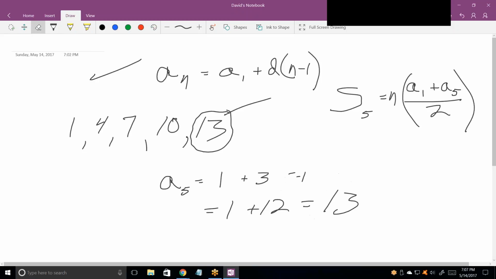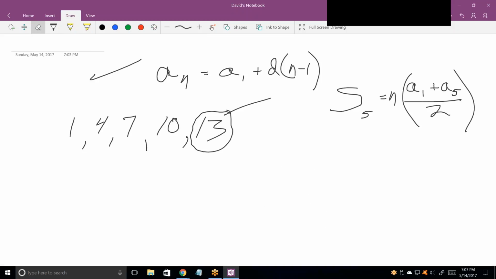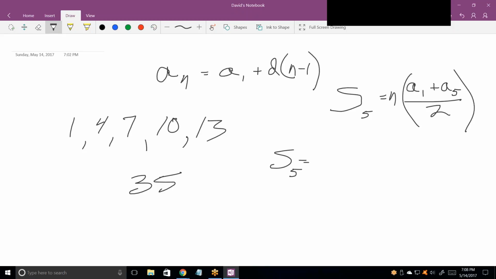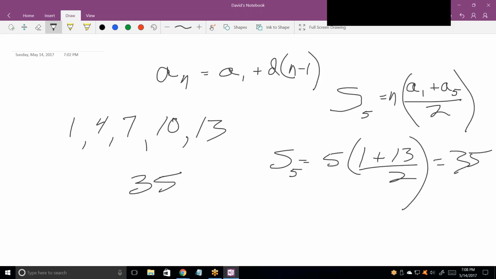Okay. Now, I can test it by plugging it into this, and I can add these up. What's that? 12, 22, 35? So let's see if I've got my thing correct. Is S sub 5 going to be 35? Well, n is 5. First term is 1. The 5th term is 13 all over 2. 5 times 7 equals 35.